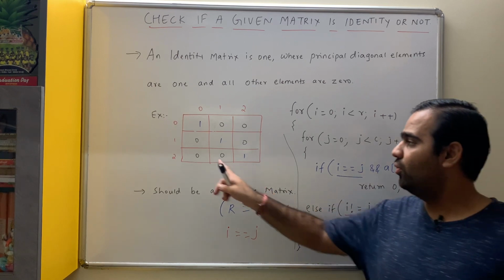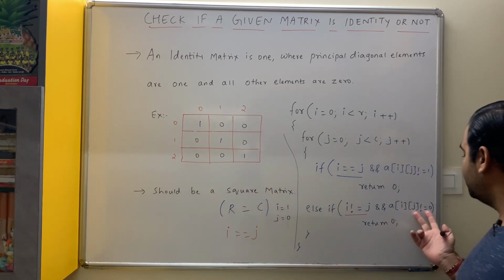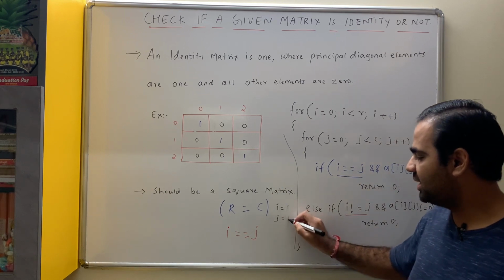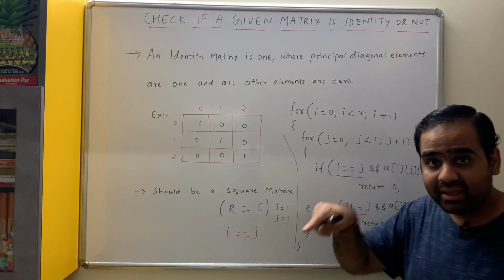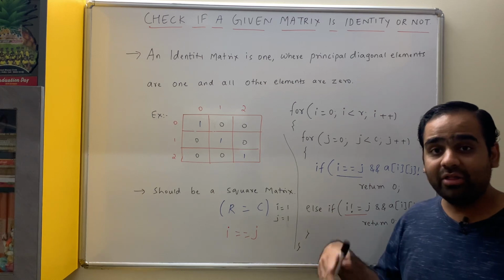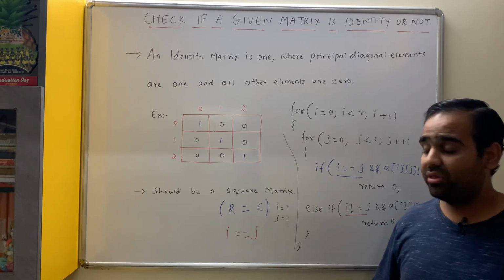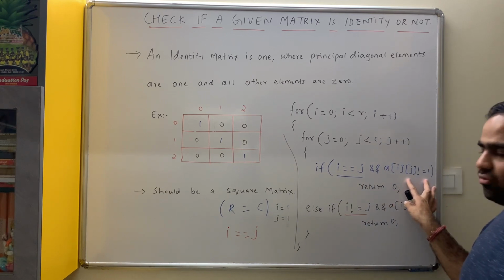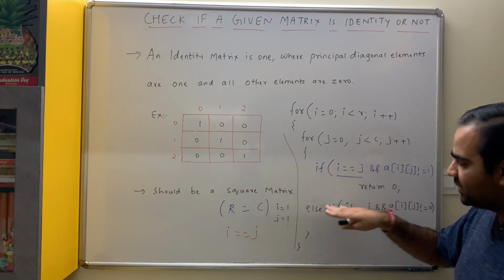A of 1 0. Now what is A of 1 0? 0. 0 not equal 0 is false. Do not execute this. j plus plus, j becomes 1. 1 equal to 1? Yes sir, 1 is equal to 1 because it is a principal diagonal element, and A of 1 1 is what? 1. 1 not equal 1 is false. Since the if is false, come to else if.